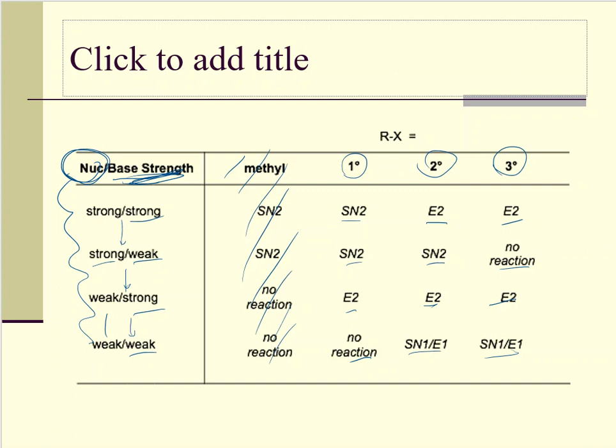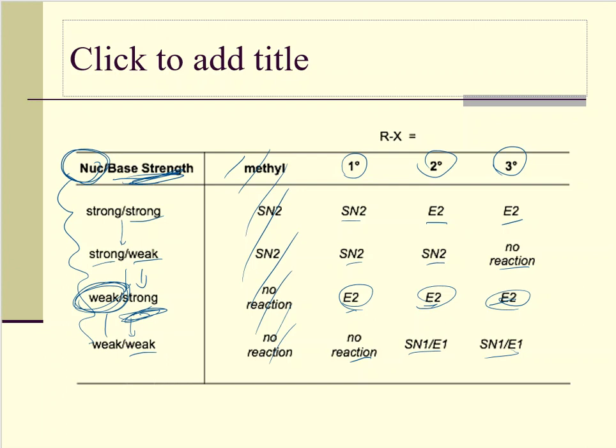So I know what you're going to say. You're going to look at this and say, wait a minute, this is a weak nucleophile, and you told me weak nucleophiles will always give me SN1E1s. But here we're seeing E2s. That's right, because they're looking at base strength, and this is a very strong base. And what's the definition of a base? So that's why this chart looks a little bit different than what we've had in the past.